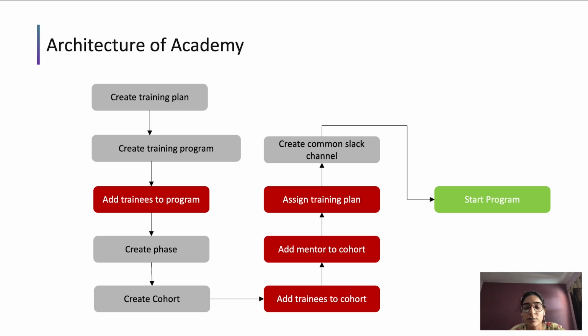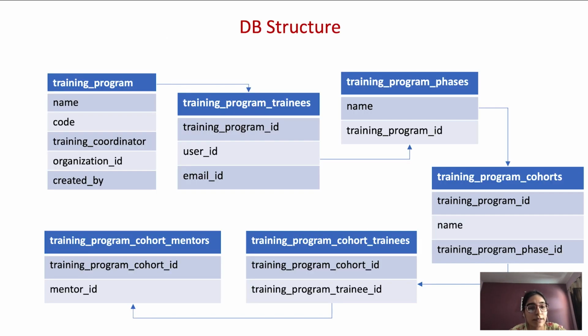To start this program, there are some first steps required, like creating a common Slack channel. Next is the DB structure, for the creation of a training program. When we create a training program, the data will be stored in the training program table, which has name, code, training coordinator, organization ID, and created by data. Next we can add trainees to that training program, which requires the training program ID, that is the ID from the training program table.